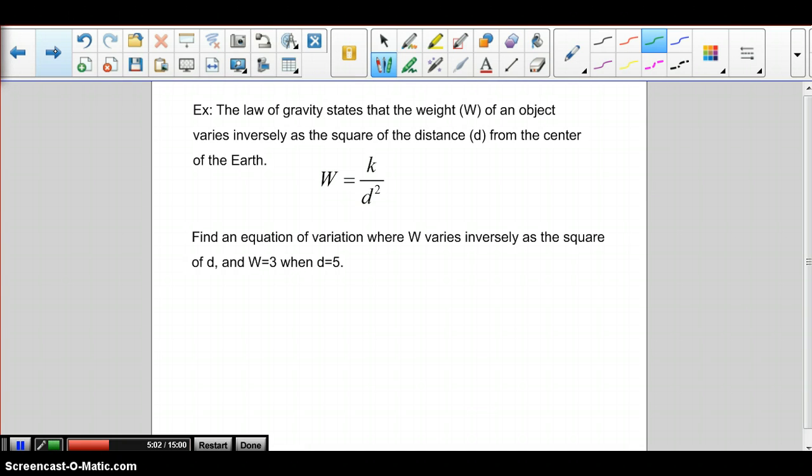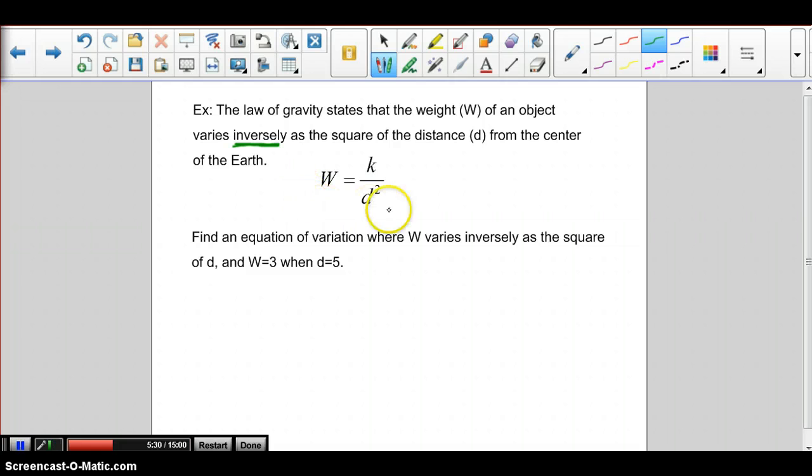It says, the law of gravity states that the weight, W, of an object varies inversely as the square of the distance from the center of the Earth. So we model this by the weight varies inversely, so W equals k over the distance squared. And k is just a constant. Okay, it's just a number.